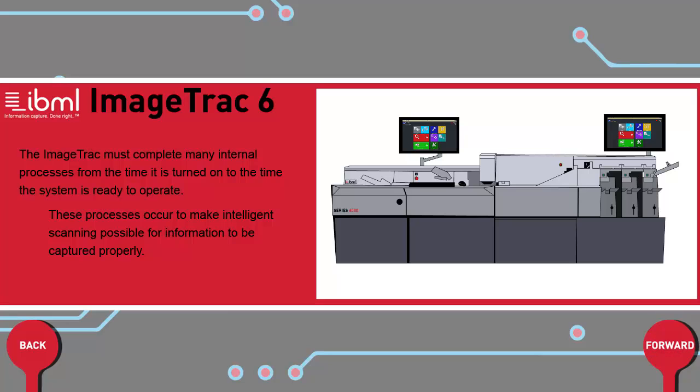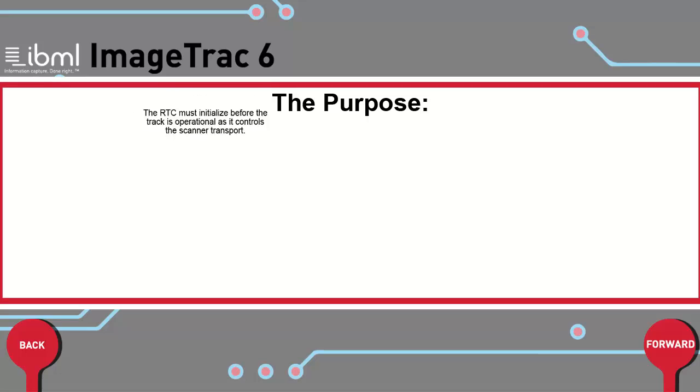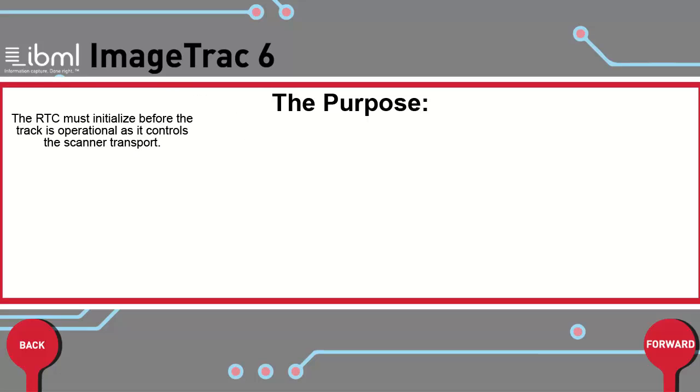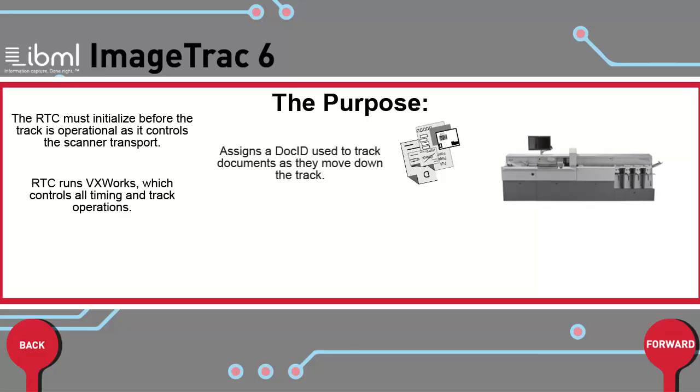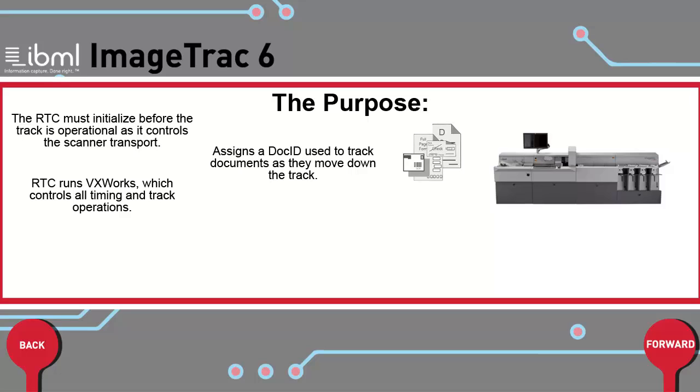Now this brings us to the purpose of the RTC. The Real-Time Transport Controller must initialize before the track is operational, as it controls the scanner transport. To do so, the RTC runs an operating system called VxWorks, which controls all timing and track operations. It assigns a document identification number, a doc ID, which is used to track documents as they move down the track. It communicates with the ImageTrack using networking cables, all of which we will discuss more later on in the course.